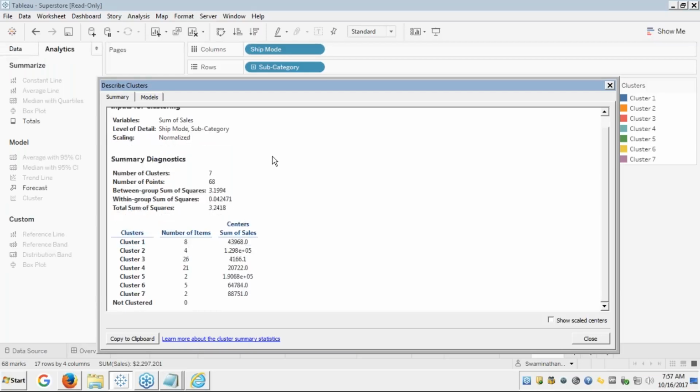And you see here sum of sales, it is saying the level of detail is going to be ship mode and subcategory. Number of clusters is 7. So what are the items? In cluster 1 I have 8 items. So it basically finds the median of those items. So basically for these 8 items it finds the median. The median is going to be something like this, 43,968, and it computes what are all the items which are nearest to this median.